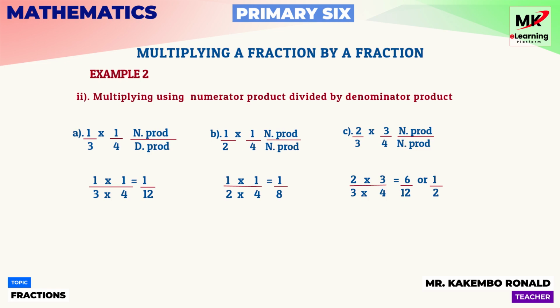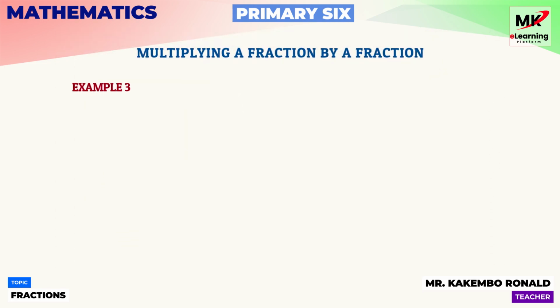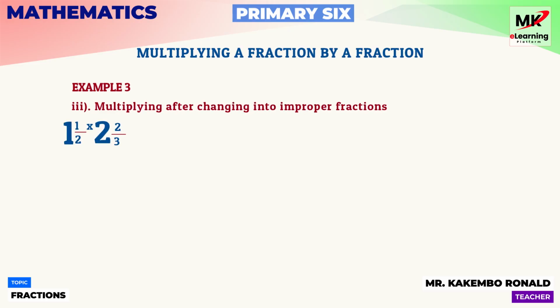I want to look at another example using mixed numbers now. Remember, we are going to use numerator product and denominator product, so we must have only a numerator and a denominator. These are mixed numbers. Change them to improper fractions. 1 and a half becomes 3 out of 2. 2 and a third changes to 7 out of 3. So multiply the tops: 3 times 7 is 21, and 2 times 3 is 6. So my answer is 21 out of 6.